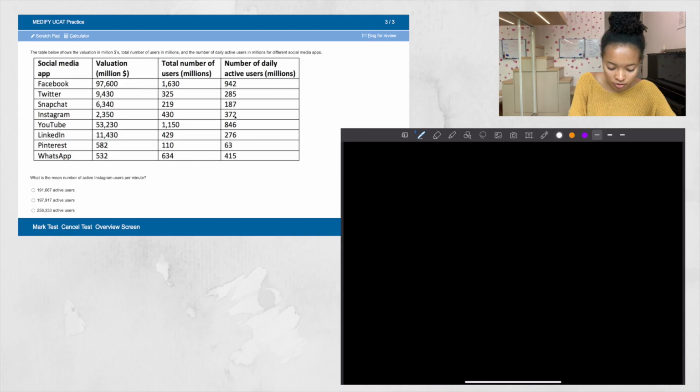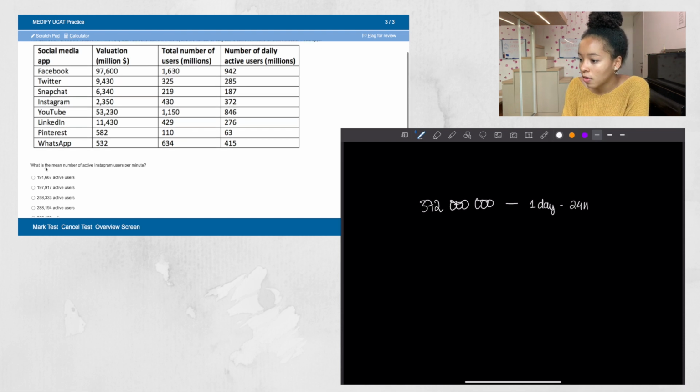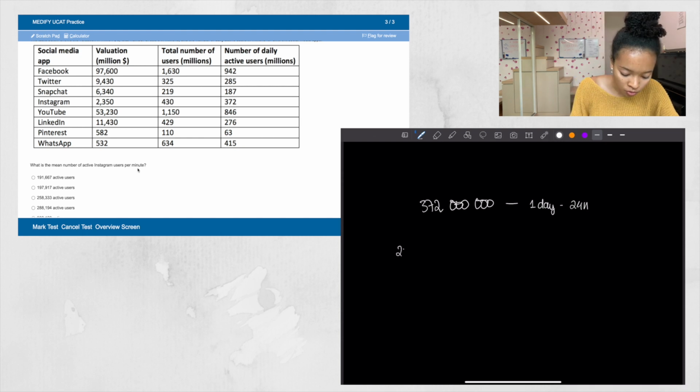So let's just write this down. They have 372 million different users, and that's in one day. Okay. And a day is equal to 24 hours. But the thing is that the question asks us how many users in Instagram are active every single minute. And the way to do this is we have to figure out first how many minutes are in 24 hours. So to do that, we do 24 times 60, which gives us 1,440.